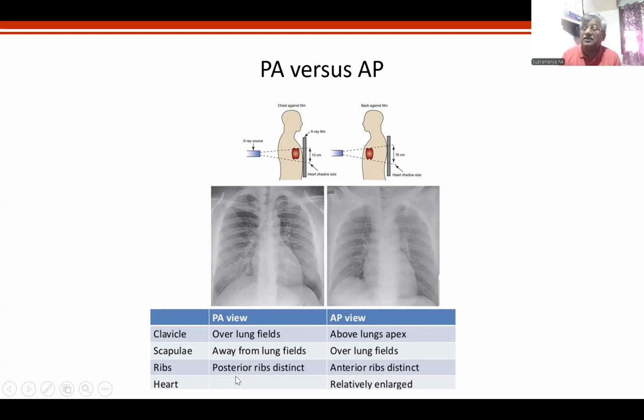Posterior ribs are distinct in a PA view. P for P, you remember. Anterior ribs are distinct in an AP view, because the anterior ribs are the first to face the X-ray, whereas the posterior ribs are the last. That means the number of X-rays stopped by the anterior ribs is more than the number stopped by the posterior ribs in an AP view, and that is the shadow you see. That is why anterior ribs are distinct in an AP than a PA. I hope all of you have understood, and I'll proceed.